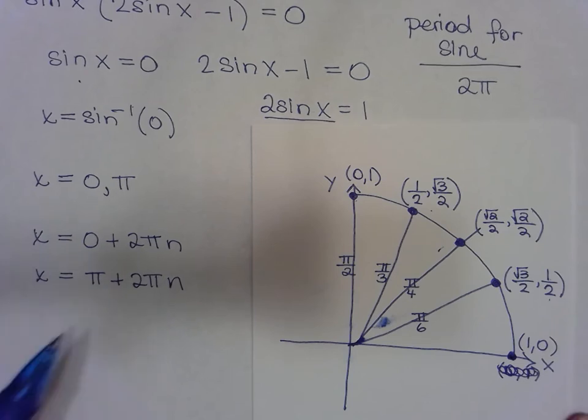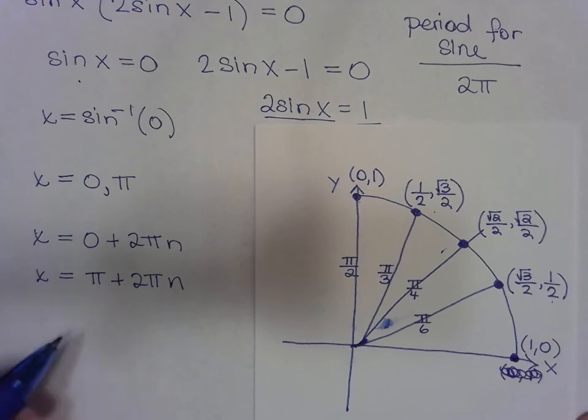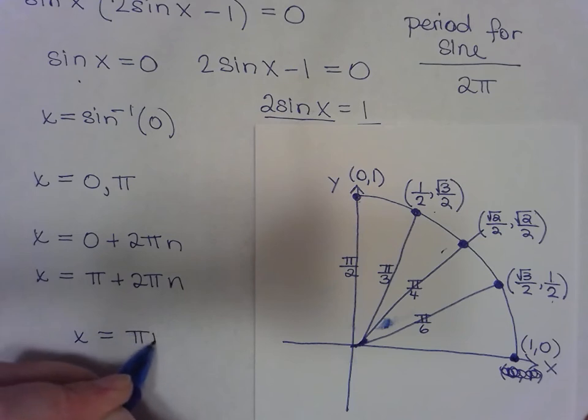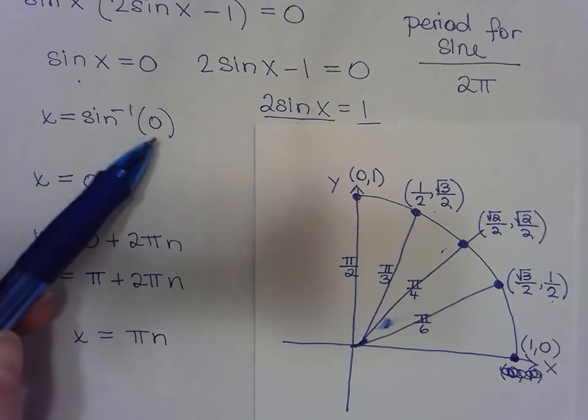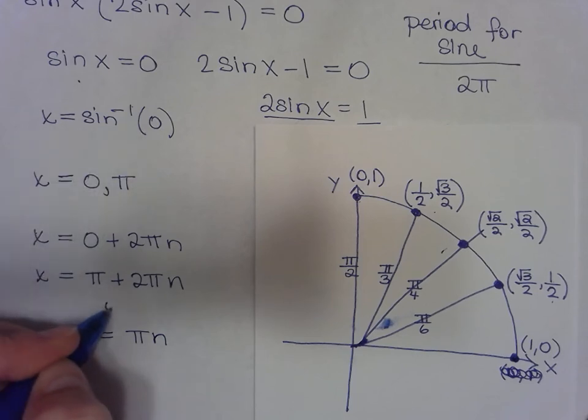All right, I think we could actually condense these. I didn't really think about that. This is a fine answer, but this would also be the same, right? Any multiple of pi is going to have a sine value of 0. So that would work as well. Either of these would be fine.